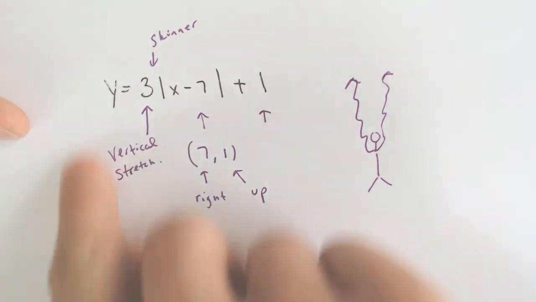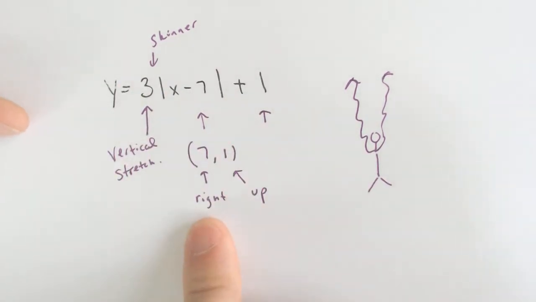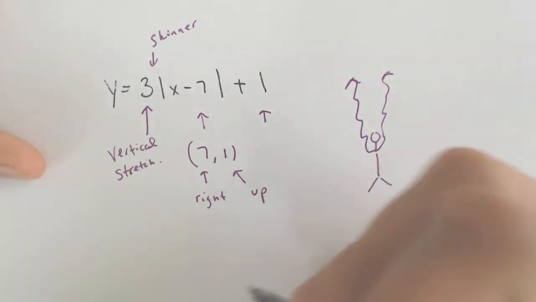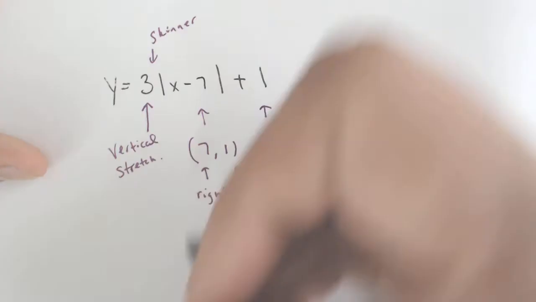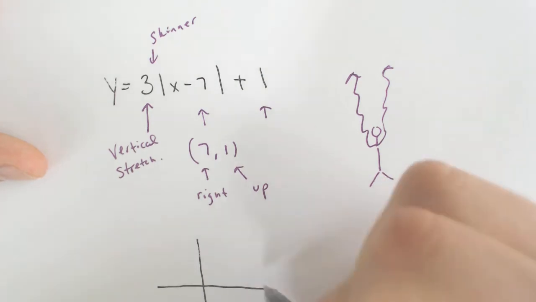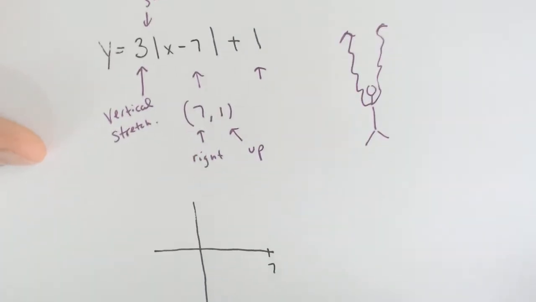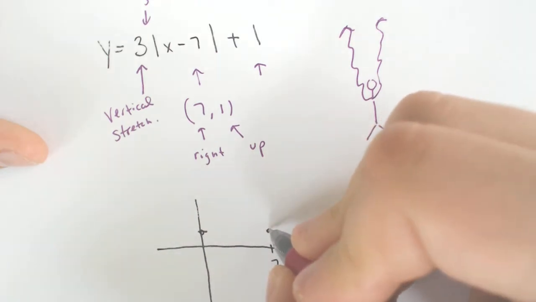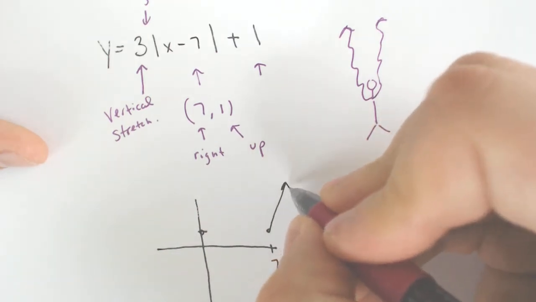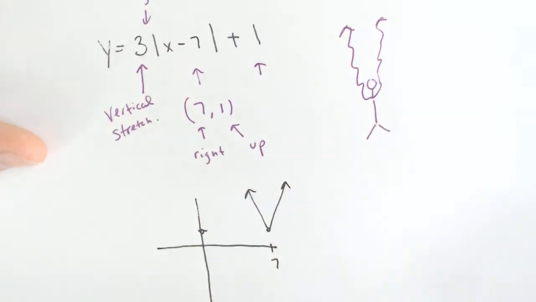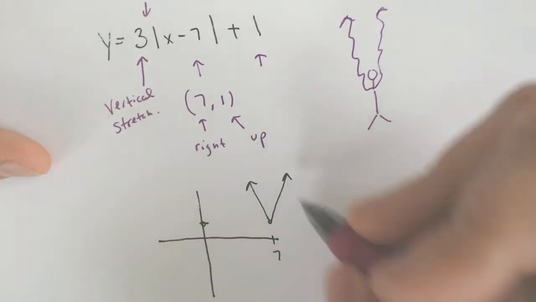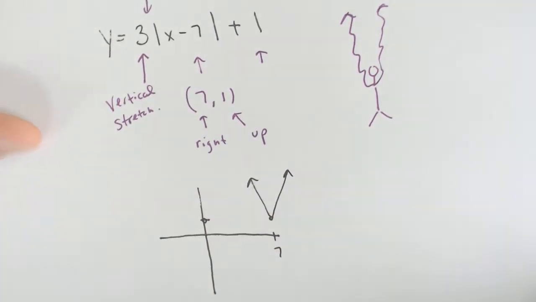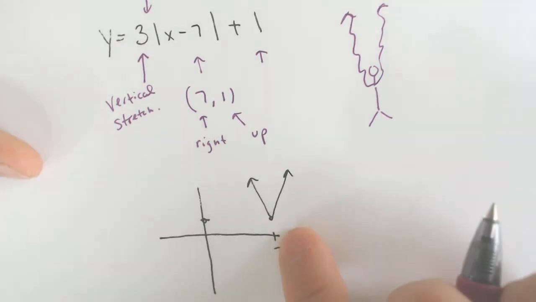You need to be able to identify all of those things, but you would also need to be able to identify it from a graph. If we were to graph this, an absolute value graph is right by 7, up by 1, and a slope of 3, so it would look like this. An absolute value graph is a V. If it was curvy, that would be a parabola, but an absolute value graph is a V.